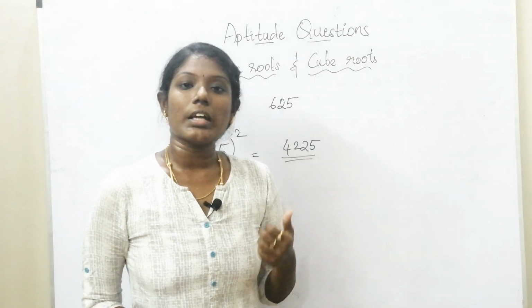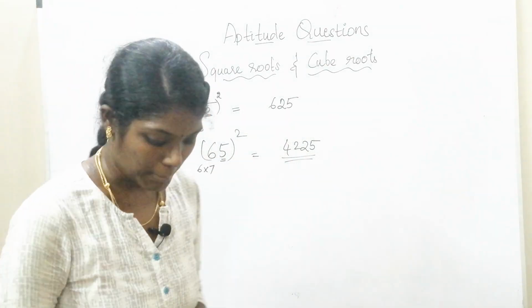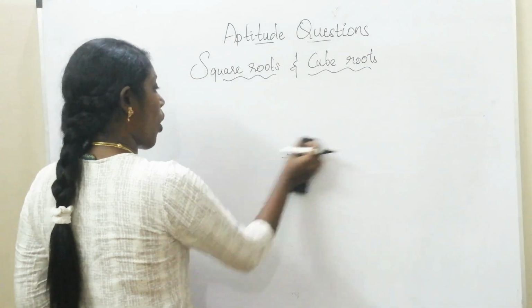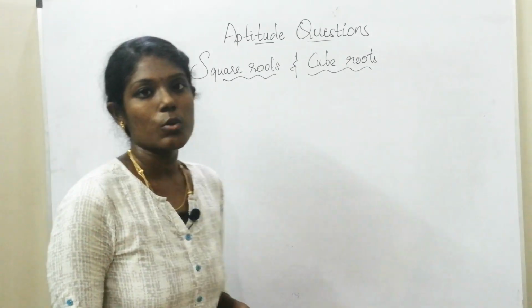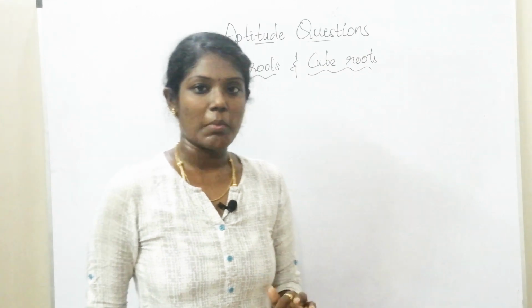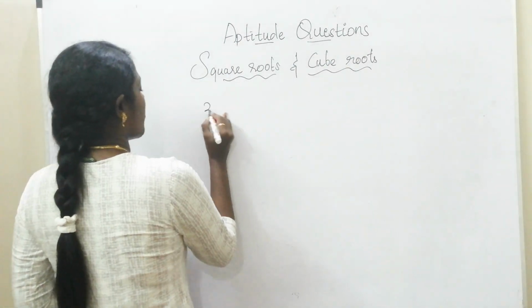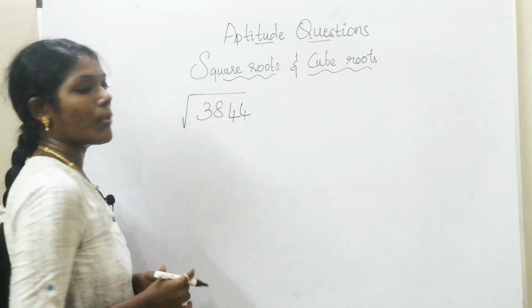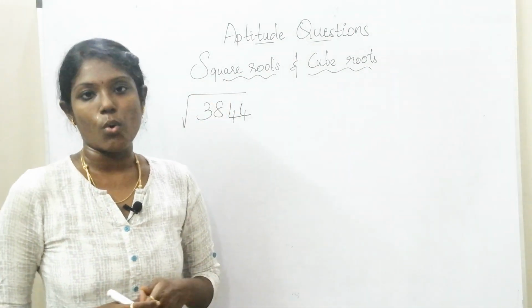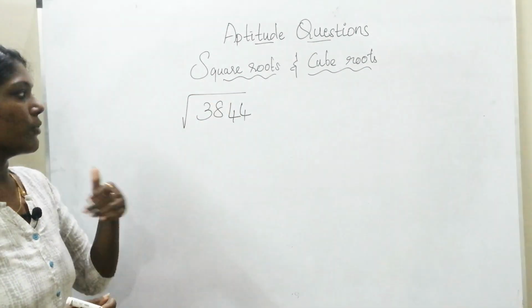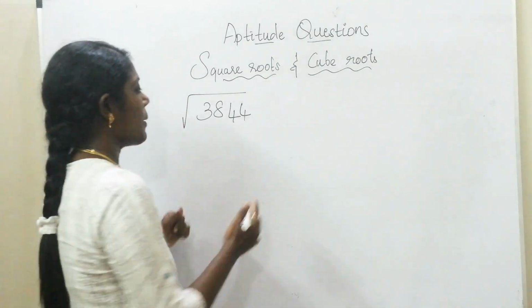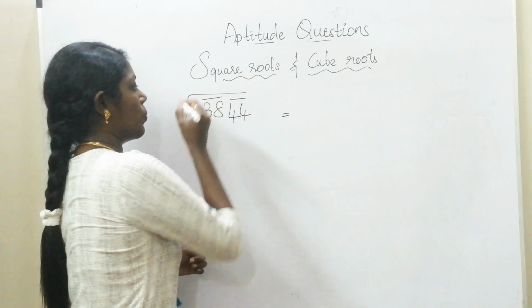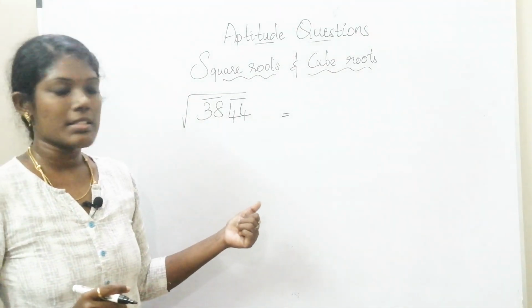Suppose you want to find out the square root of a 4-digit number, you need not sit and do long division, or you need not sit and work out any prime factorization method, but instead you can find it in 2 steps. I want to find out the square root of 3844. Now how am I going to find this out? See, first I am going to segregate it into 2 parts. I have segregated it into 2 parts.